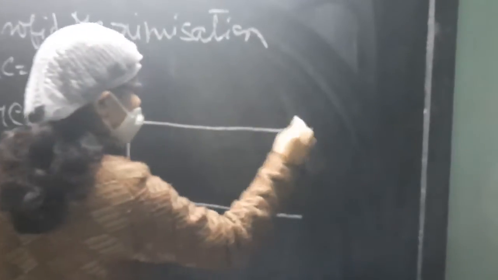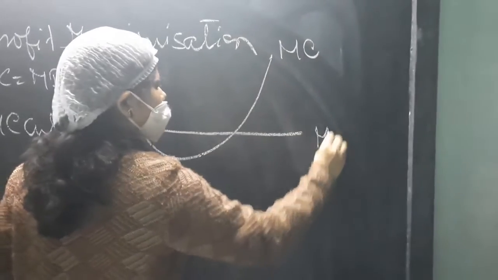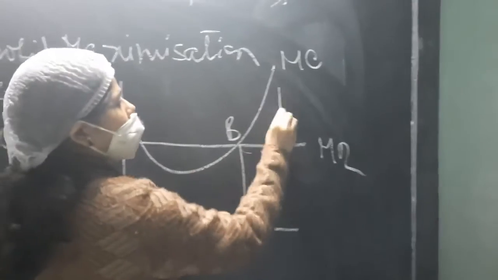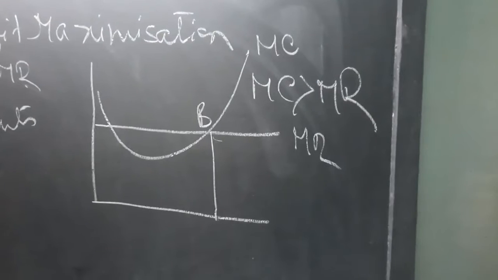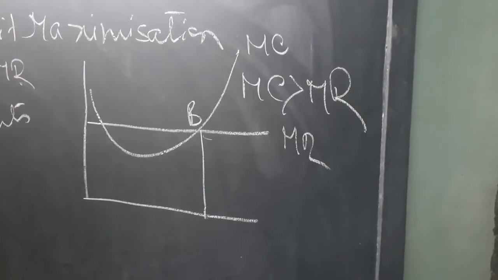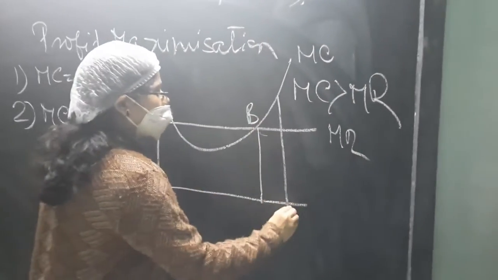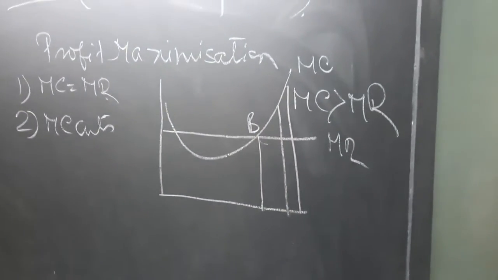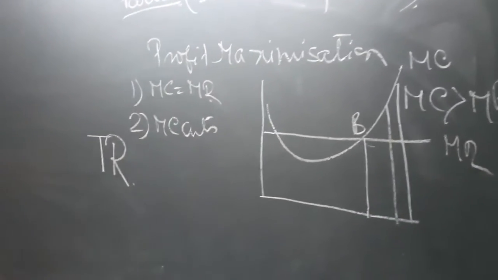Now, please follow this diagram carefully. Think about this one. Beyond the point B, MC is greater than MR. Yes or no? It means if the firm goes for additional production, the firm will suffer loss per unit. Clear? It means the firm's total revenue will fall.